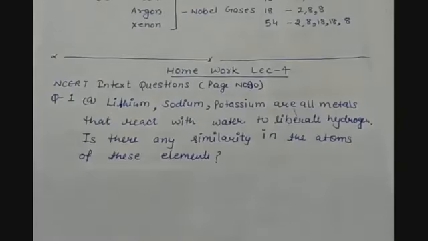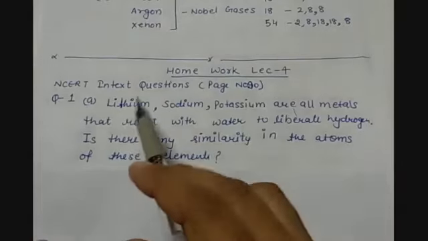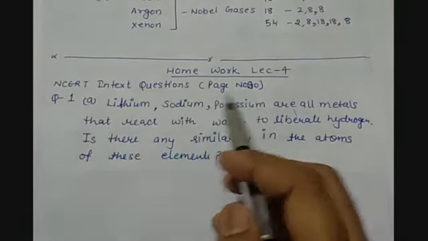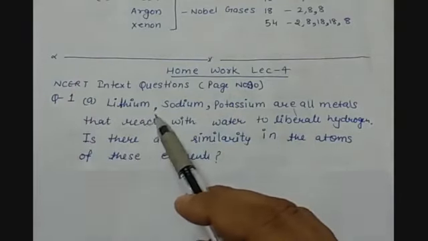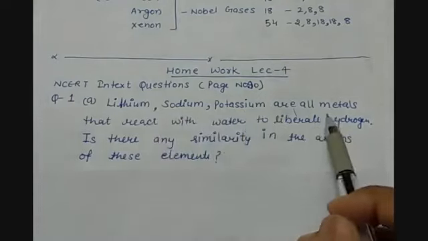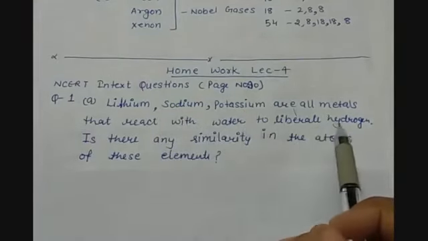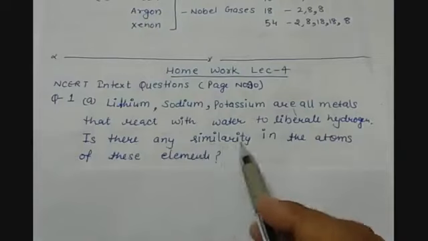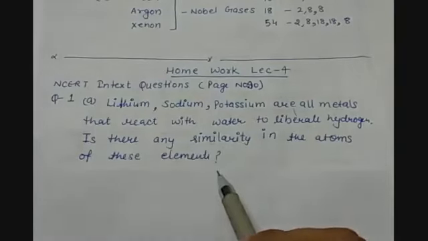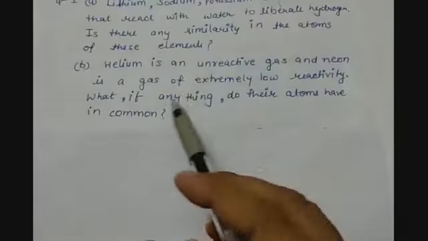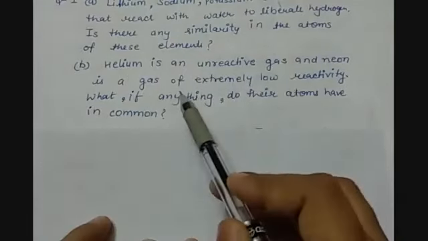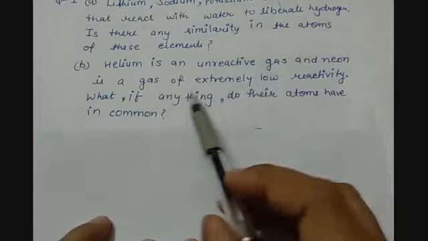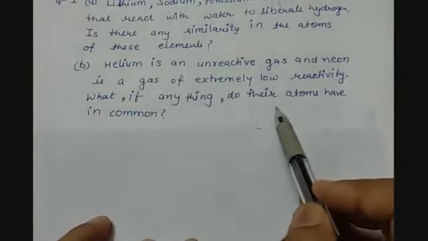Now let us see today's lecture's homework. In today's homework you have in-text questions of page number 90. Question number 1 is having 2 parts. Part A is lithium, sodium, potassium are all metals that react with the water to liberate hydrogen gas. Is there any similarity in the atoms of these elements? Part B of question number 1 is helium is an unreactive gas and neon is a gas of extremely low reactivity. What if anything do their atoms have in common?